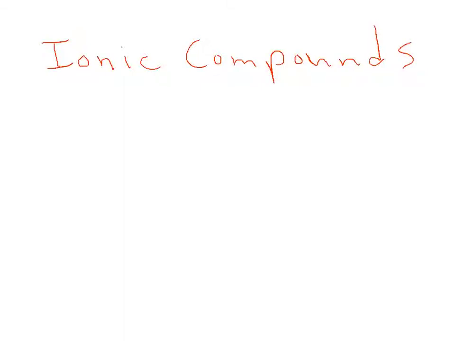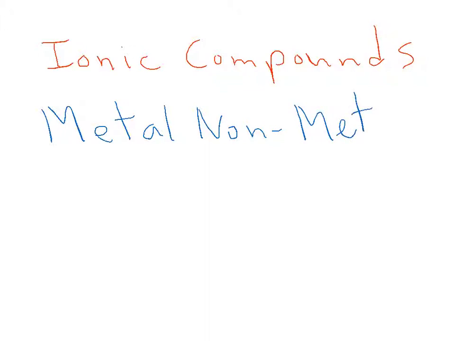Okay, chemistry scholars, a quick tutorial on ionic compounds. One thing we want to remember when talking about ionic compounds is that these compounds are always made up of a metal and a non-metal. A great example of a metal is something like sodium. Great example of a non-metal, something like chlorine.